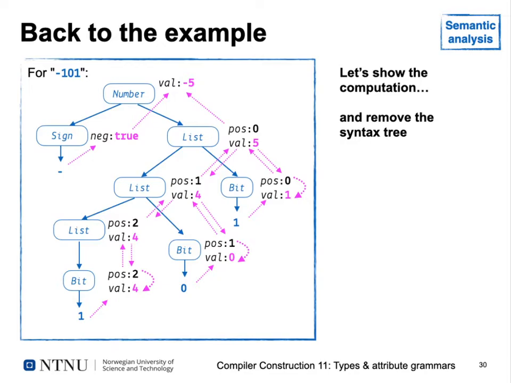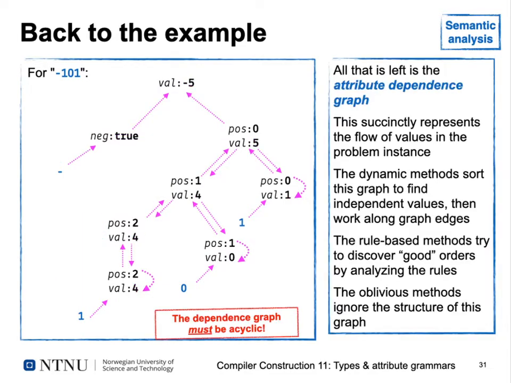We've seen this picture before. So let's just try to show the computation that happens on the attributes, and just remove the syntax tree. Whoops. So this is what's left here. This is the attribute dependence graph on its own, without any syntactical structure. This actually doesn't represent the structure of your program, but the flow of values in this specific instance of your program.